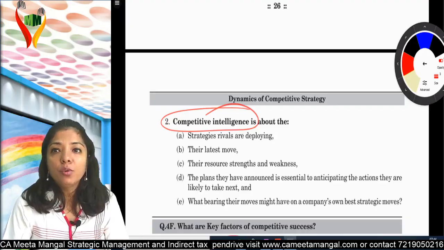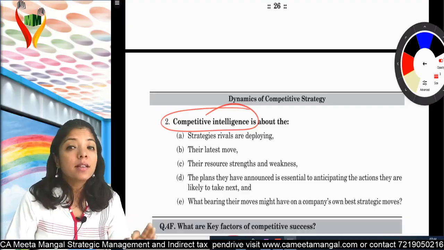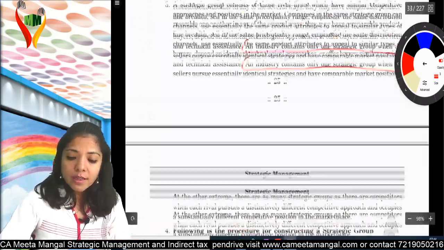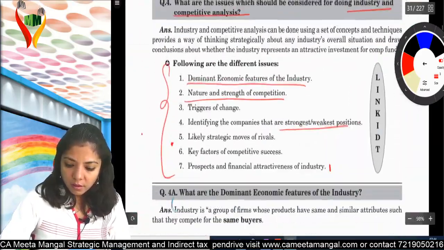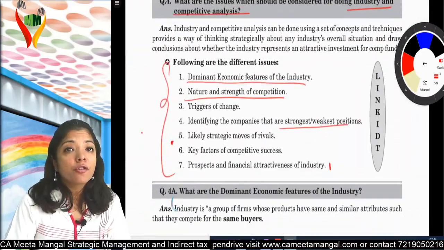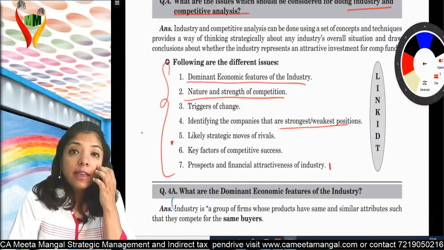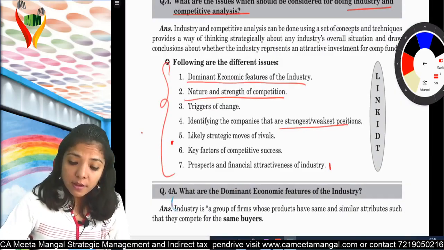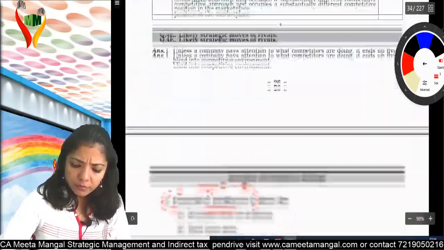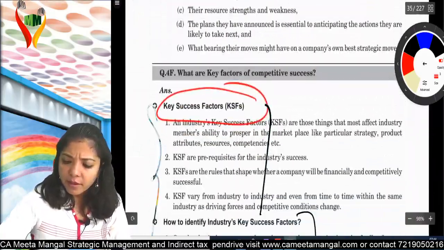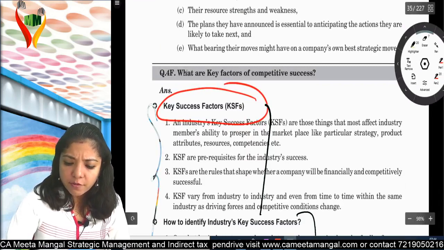So let's come to the sixth issue. What is the sixth issue? If you see up, key factors of competitive success. So come to question number 4F, key factors of competitive success.